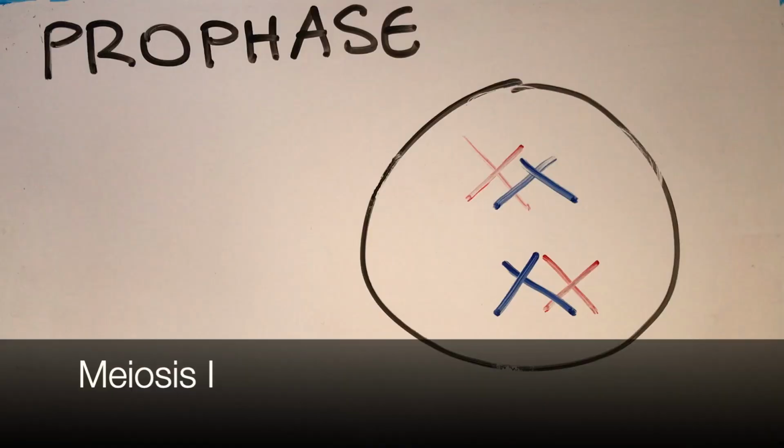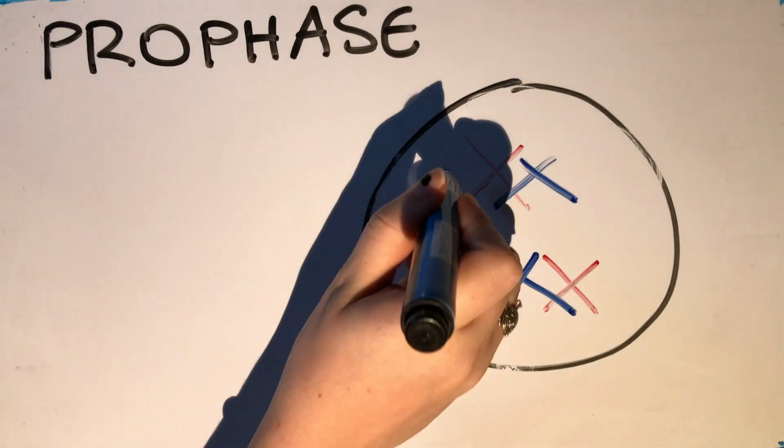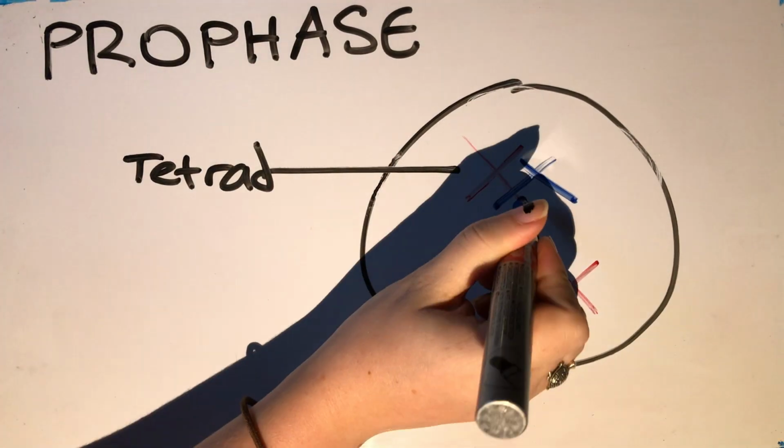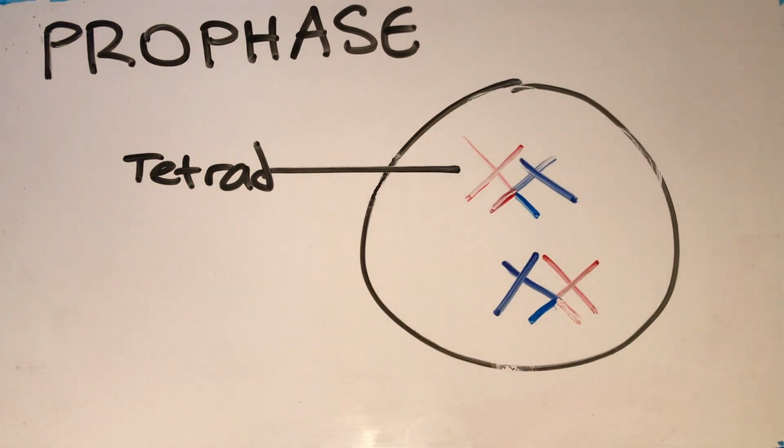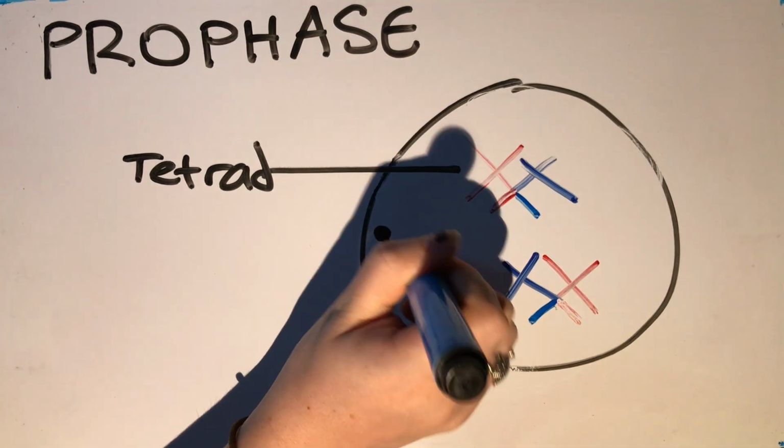In prophase 1, genetic material condenses into chromosomes. The maternal and paternal chromosomes from your mother and your father pair up and form tetrads. The chromosomes cross over each other and exchange genetic information. This is what causes genetic variation in sexual reproduction. Also in prophase 1, a spindle starts to form.